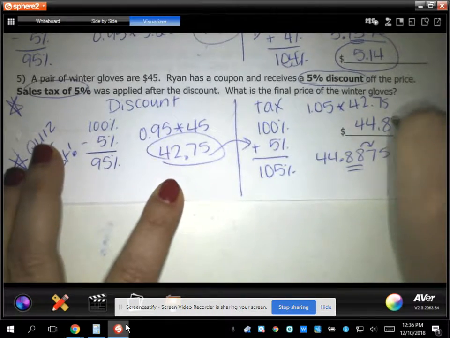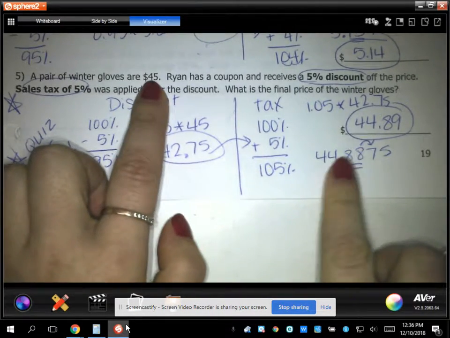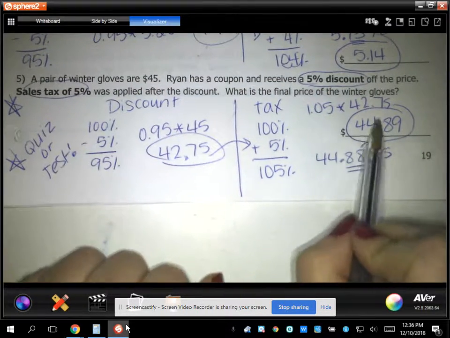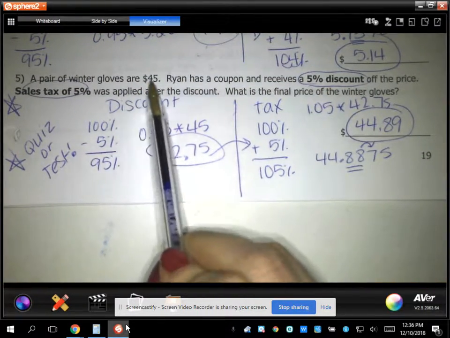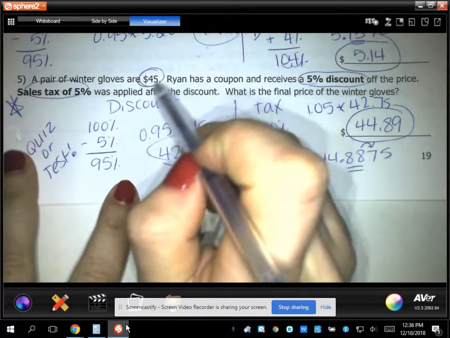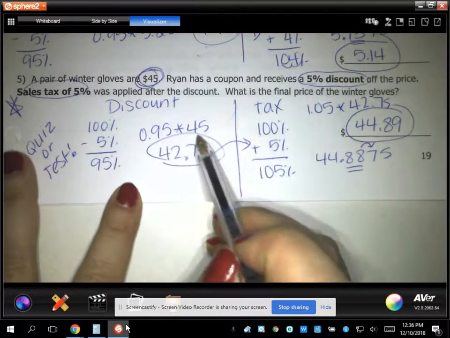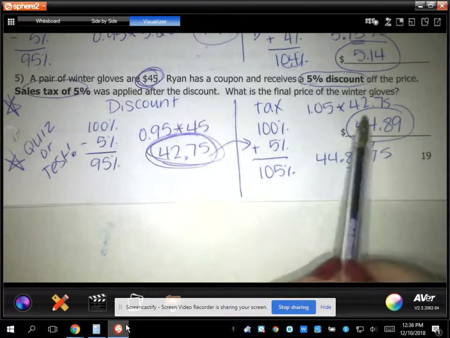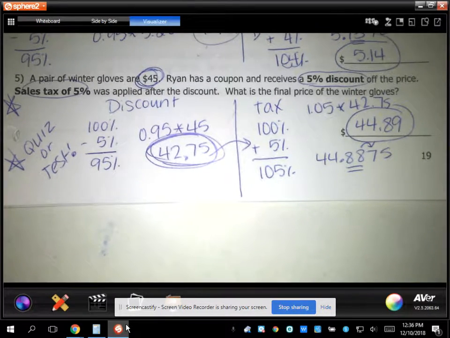So here's my question, guys. Did the price stay the same if I went down 5%, then back up 5%? No. And that's because I went down 5% of this number, but I went up 5% of this number. And I wasn't able to make it all the way back up to $45. Okay, next page.